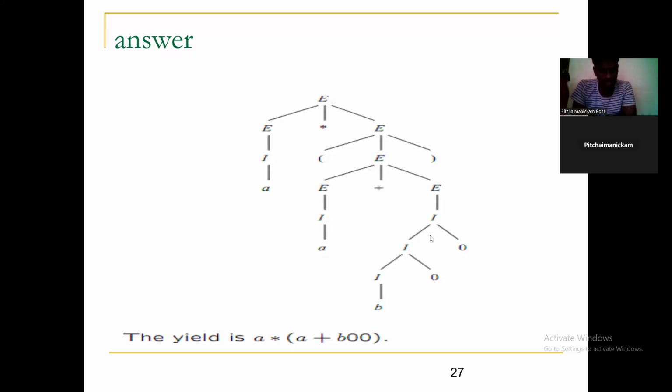So the yield of the parse tree, or the given derivation tree, is a star within brackets of a plus b00. This is a graphical representation of the derivation as well as the parse tree or the derivation tree. So it is very easy to understand to get the input string W. That's all. Thank you.